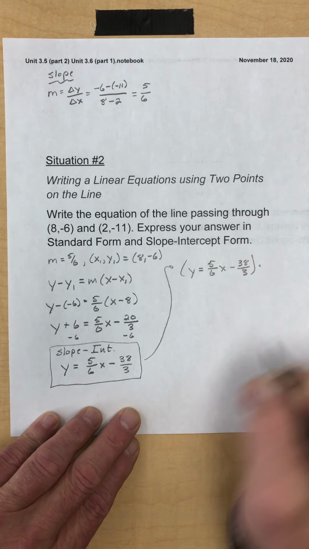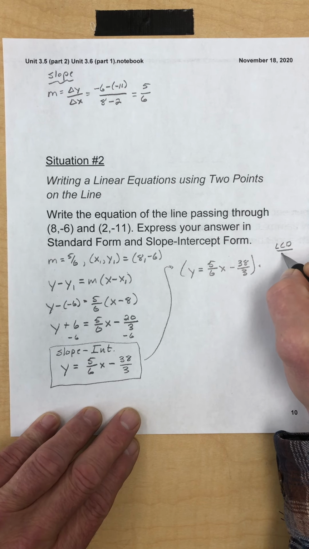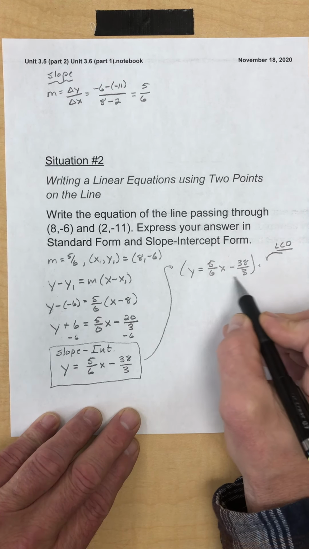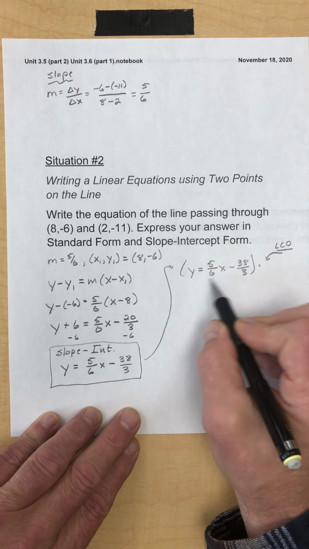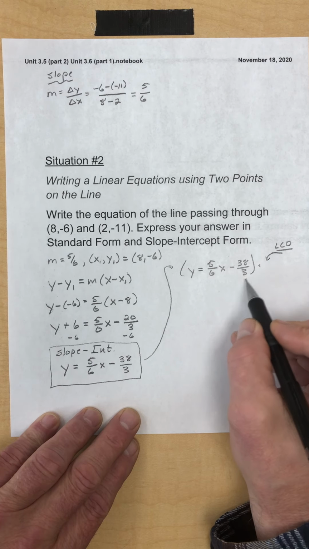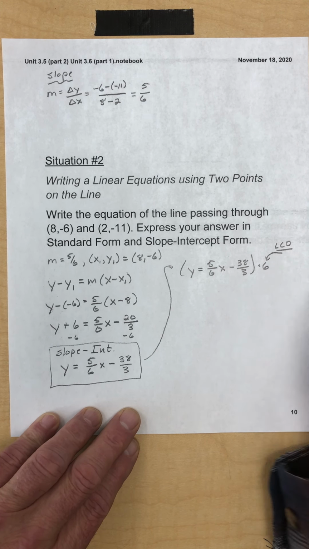Okay, so I've got to multiply through by the LCD of the two fractions. So if I look at these two fractions and I think to myself, if I was going to add them or subtract them, what denominator would I have to use? Well, it would be 6. So I've got to multiply through by 6 because that's the least common denominator.